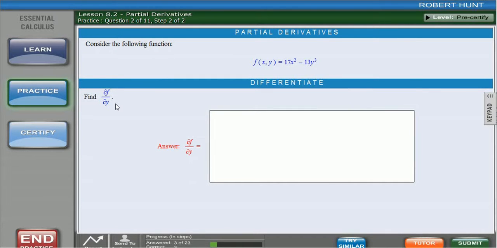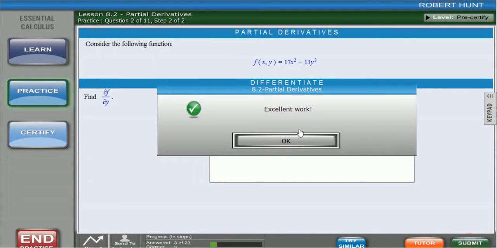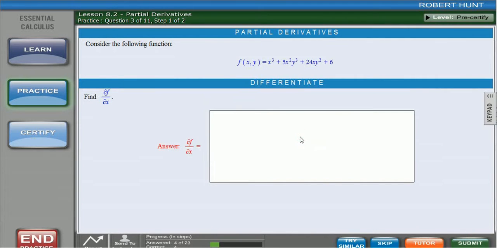Step 2, derivative with respect to y. So there's no y's in the first term, so its derivative is 0. Just do the power rule on the second term. Negative 13 times 3 be negative 39, and that's going to be y squared. Okay. There we go.